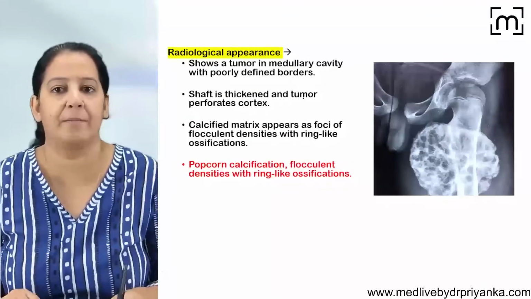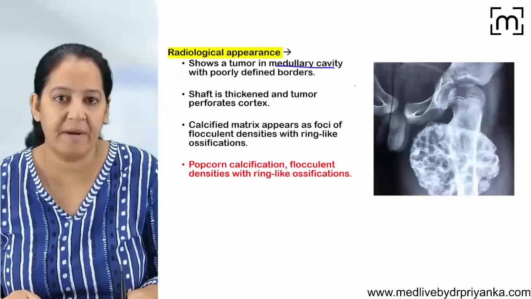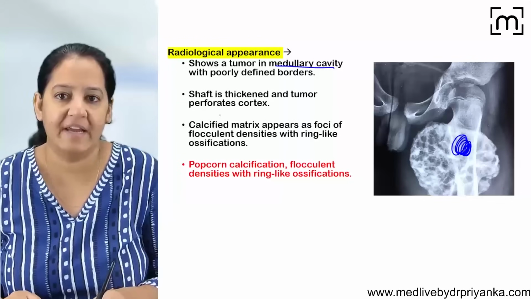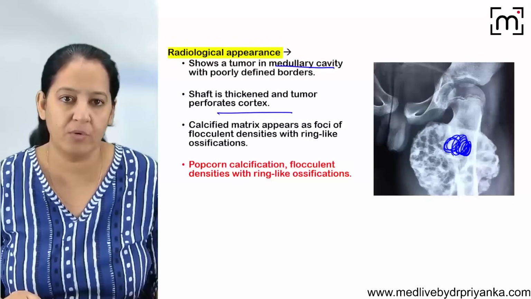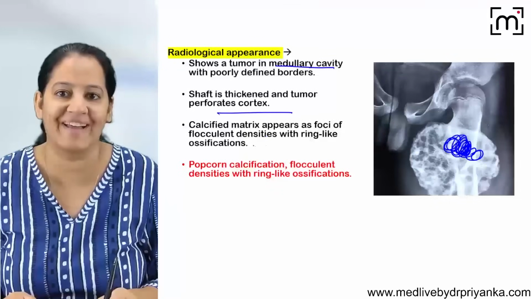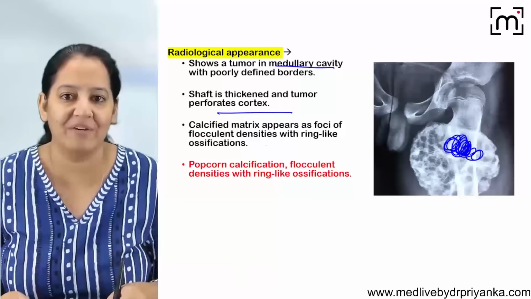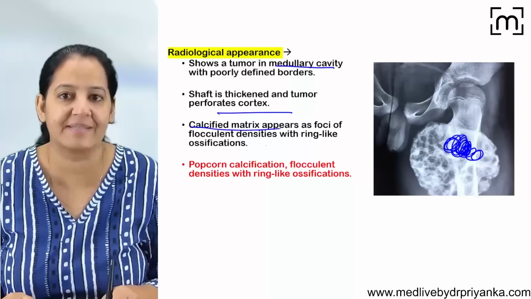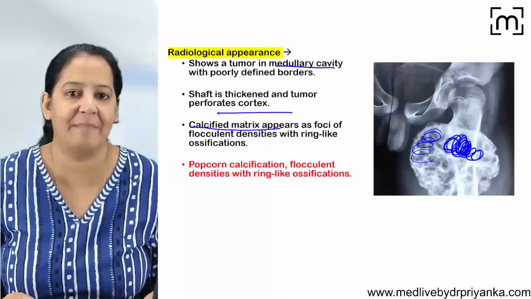Radiological appearance is very important. The tumor arises from the medullary cavity. Then it perforates the cortex. Slowly it grows in the cortex and perforates the cortex. After perforating the cortex, it goes into the soft tissue in the form of calcification and ossification. Calcified matrix is there. You can see the calcified matrix is there.